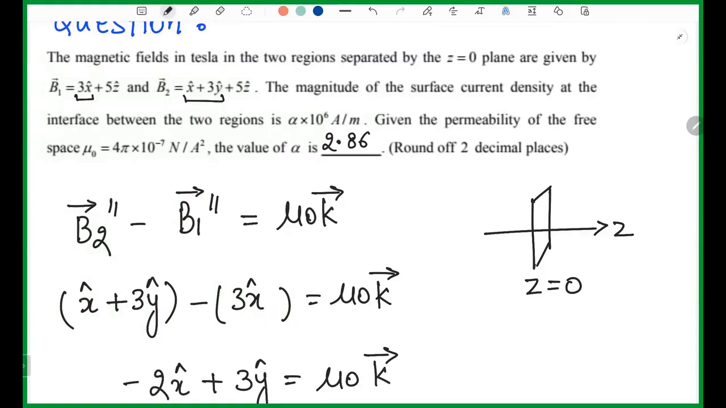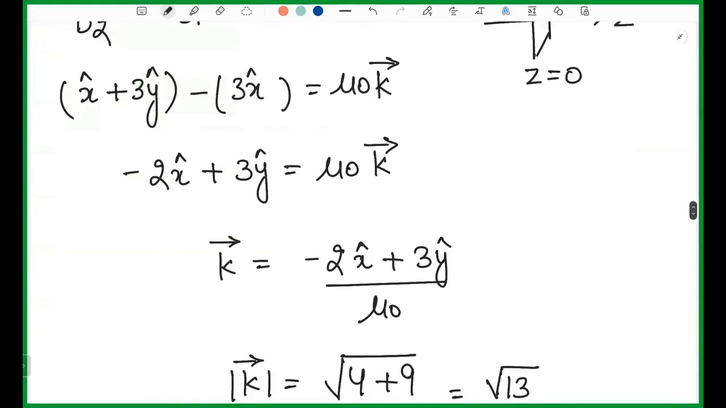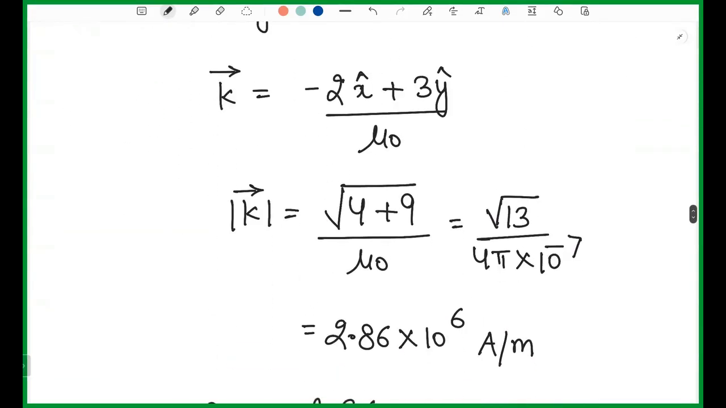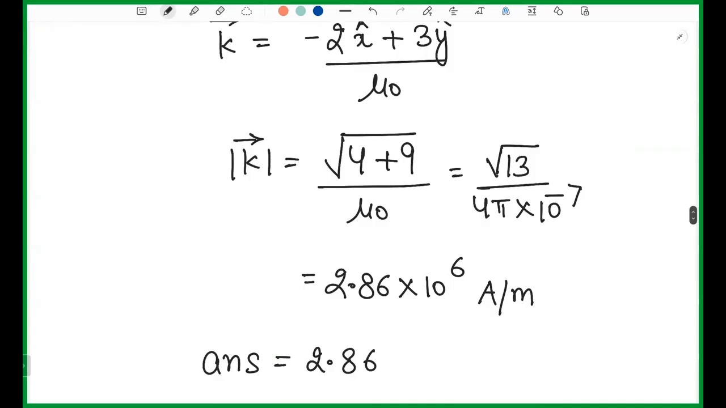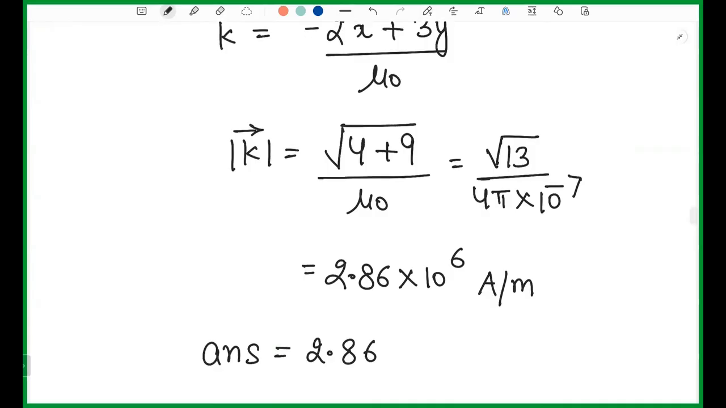So a simple boundary condition problem came in the exam, and I have already given you one example of how the question can come. So that is the situation.